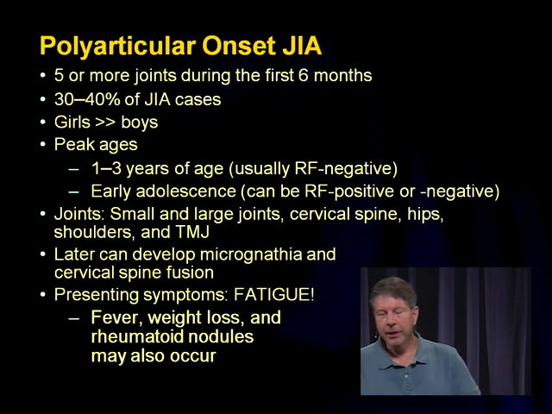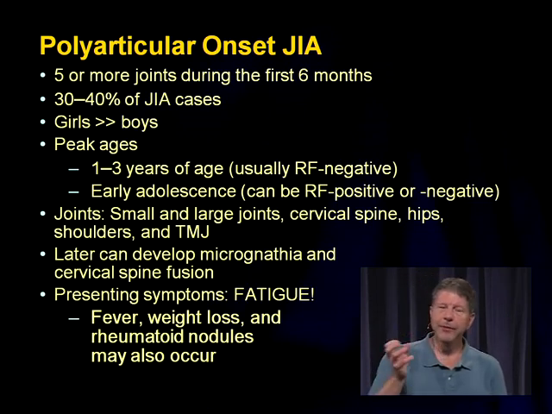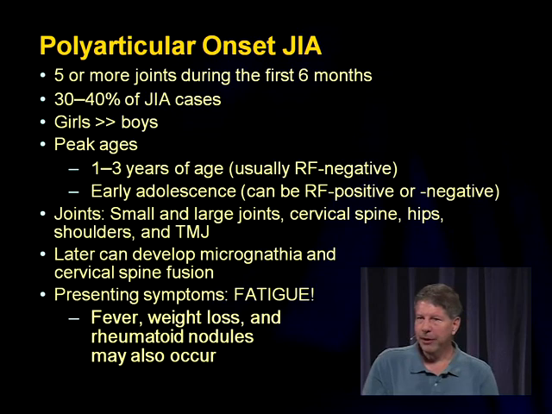Now, the polyarticular is 5 or more joints, and what's strange about this is how we categorize these kids is how they present during their first 6 months. Now, they may change after that, but how they're diagnosed or designated is based on their first 6 months of presentation. So in the first 6 months, if they have 5 or more joints, then they're going to be polyarticular. It's about 30 to 40% of the cases. Again, girls, much, much more common than boys.